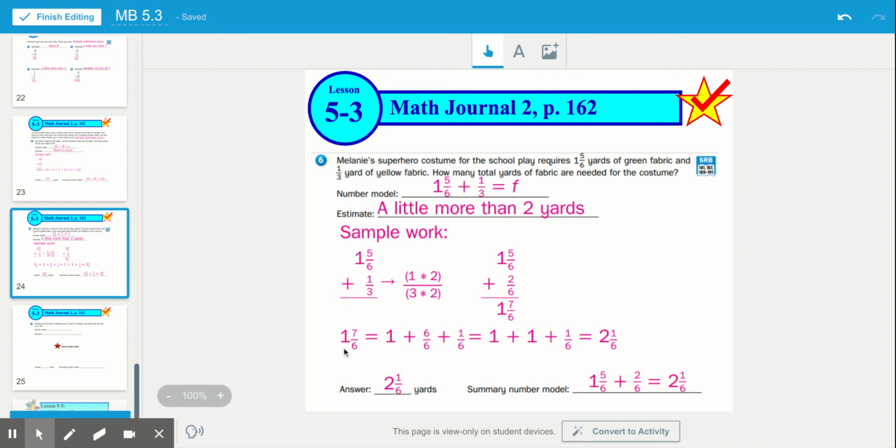1 7/6 is still an improper mixed number. So you can see the thought process here of taking out 6/6. So it's 1 plus 1 plus 1/6 gives us an answer of 2 1/6 yards. And then you can see our summary model.